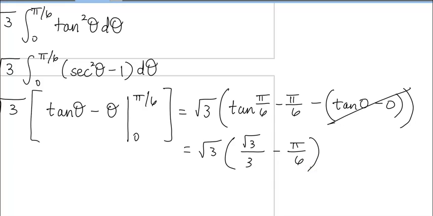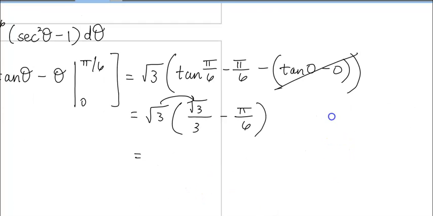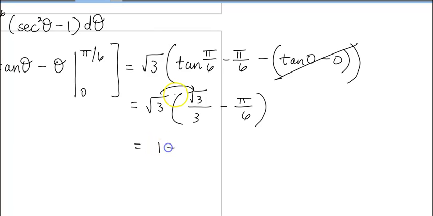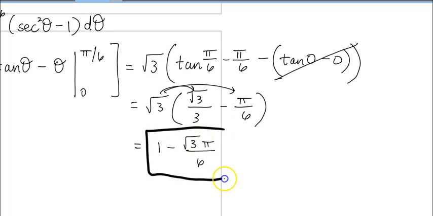So we are left with, I'm going to go ahead and distribute this root 3 in. Root 3 times root 3 is 3. And 3 over 3 is 1, minus root 3 multiplied by pi over 6. And that is our final answer.